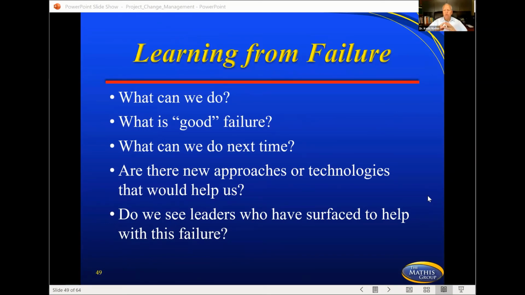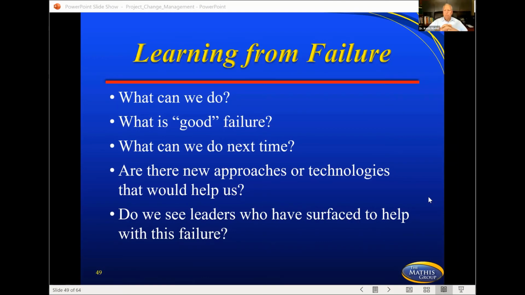What is good failure? Anytime I can learn from something that went south, that's going to be good failure for me. What can we do next to be able to do this differently? Are there new approaches, new technologies that would help us? Do we see leaders who have surfaced during that time of turmoil and failure, letting you see that this person has leadership abilities that are going to be very beneficial in the future?